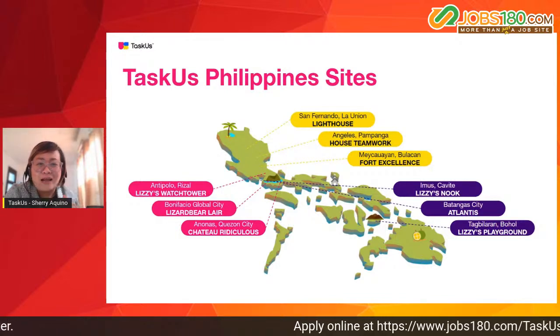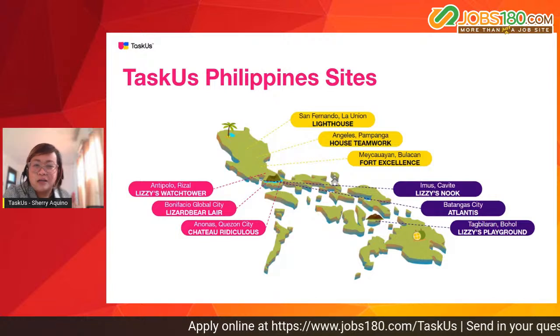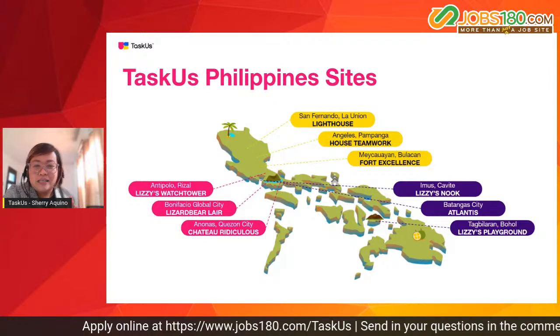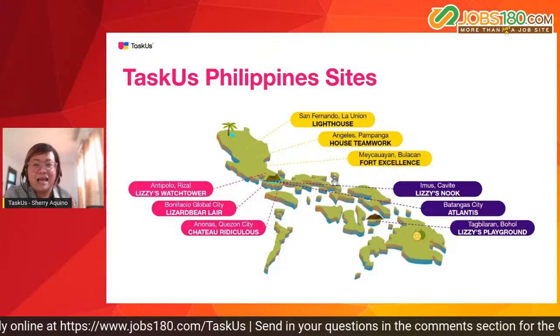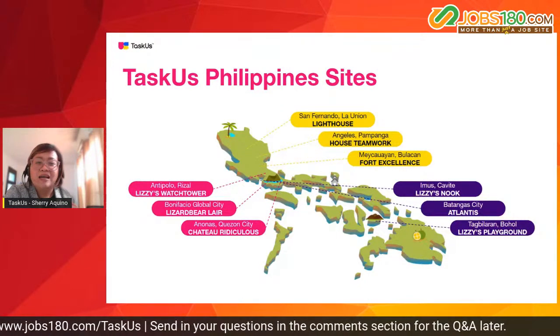Angeles, Pampanga, we call it House Teamwork. For other sites, we have Bulacan, Cavite, Batangas, Bohol, Rizal. We also have BGC and Quezon City.